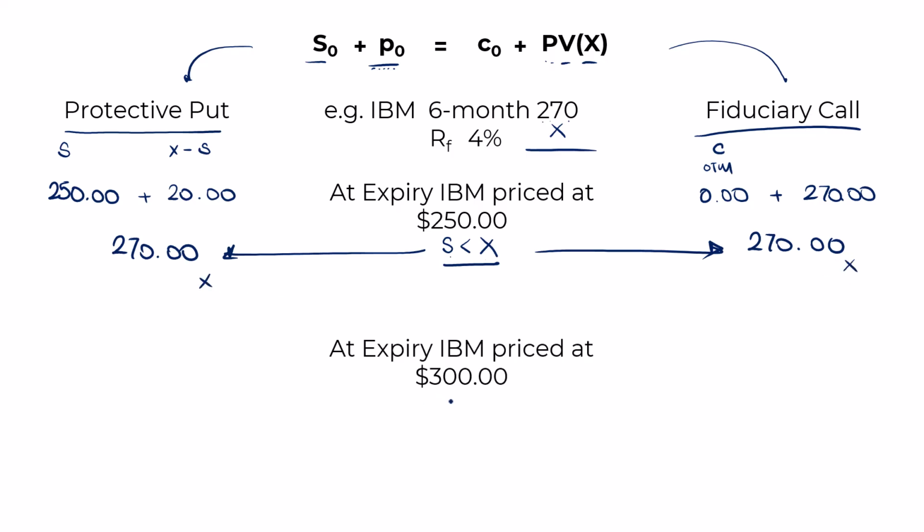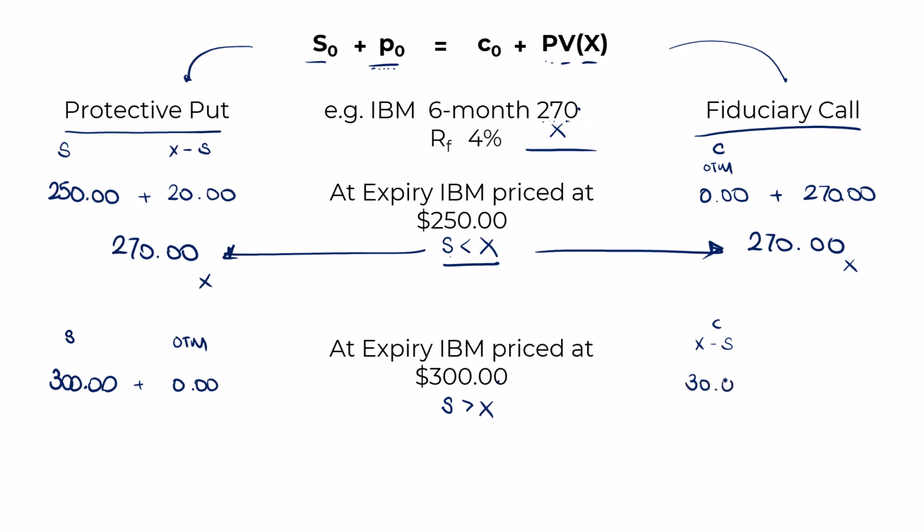But what if the underlying is above X? What then? Well, the protected put. You have the underlying, you have the 300. But the put is out of the money. Now you have the right to sell at 270 when it's worth 300. That expires worthless. The fiduciary call. The call is now in the money. You can buy at the strike, which is below the underlying. Buy at 270 when it's worth 300.